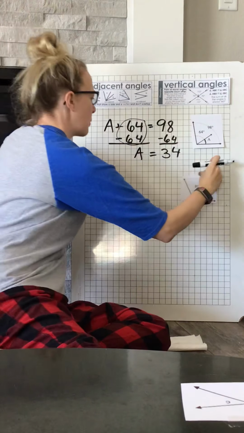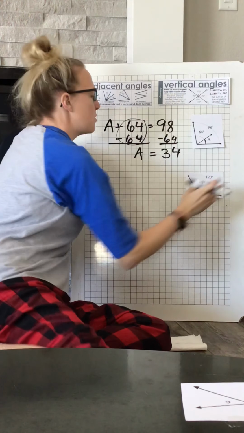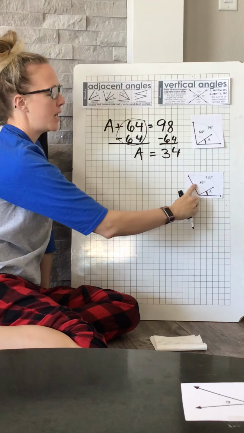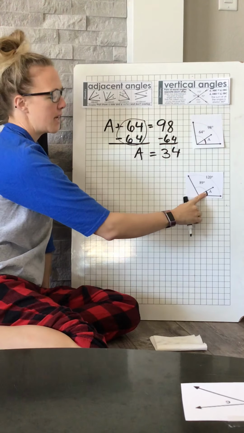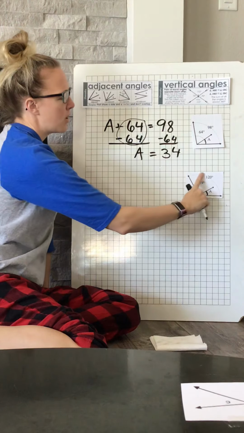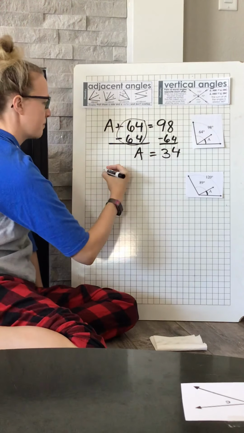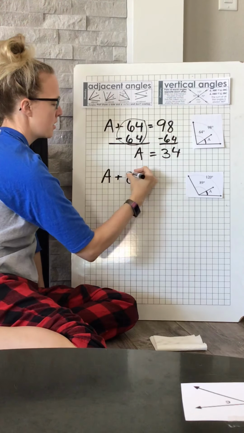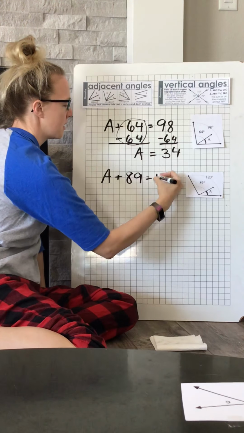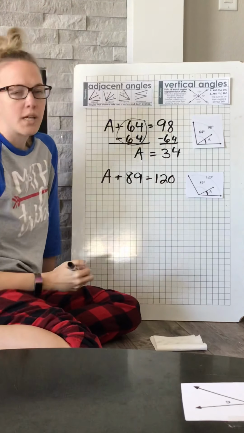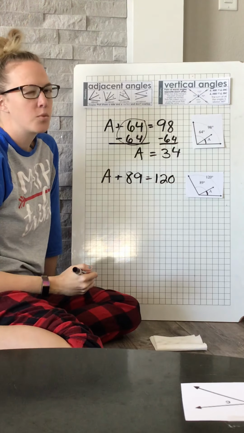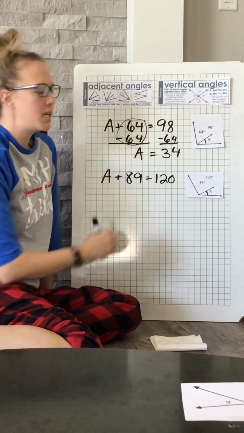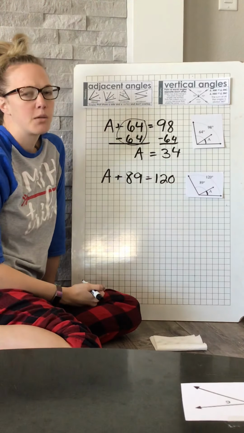Here is a similar one, also using adjacent angles. In this one, I have an 89 degree angle. My angle A is unknown again, but altogether it equals 120. So I'm going to write it out as an equation. A plus 89 equals 120. How should we solve it from here? Take a minute to guess, what should my first step be to isolate my variable A?